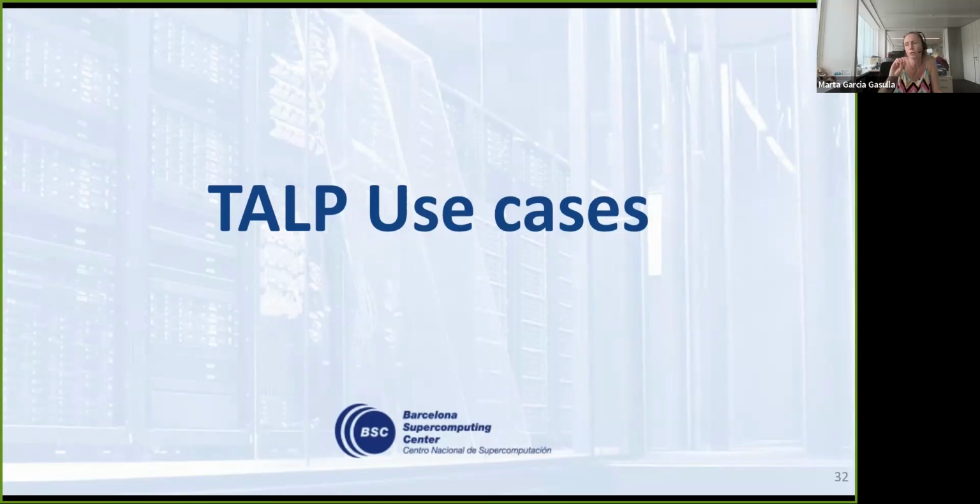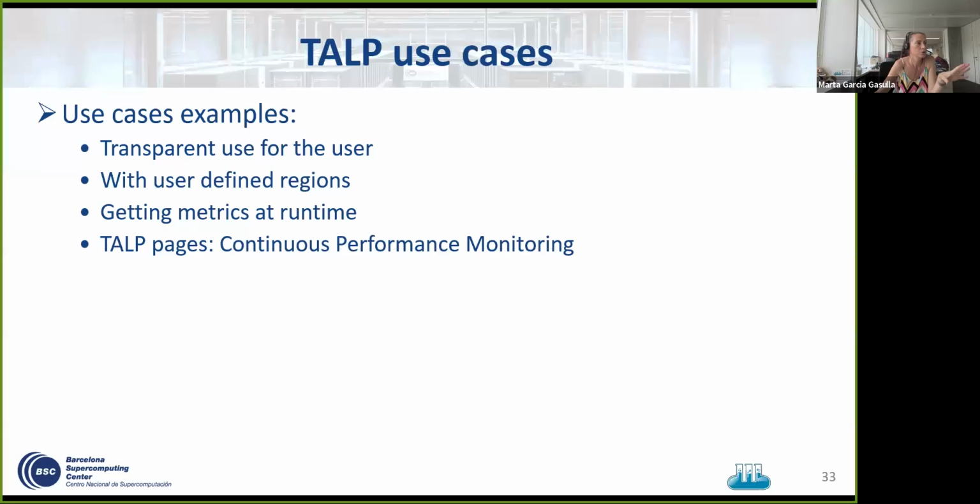And now I'm going to show you some TALP use cases, because what I've been presenting up to now seems a bit abstract, and I want to share some practical use cases. How can TALP be used? The different use cases that I'm going to show are listed here.